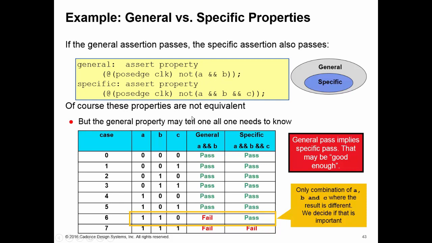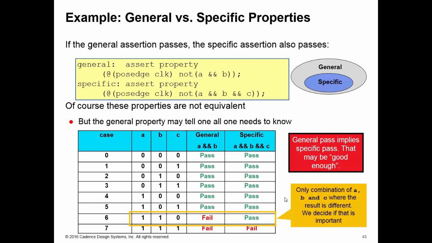Now if we were to draw out the truth table, all combinations of A, B and C, for the general property, i.e. checking A and B is never true, they pass under all the same circumstances as the one we originally intended, except for this one case, where A is 1, B is 1 and C is 0. So the next question to ask ourselves is: is that combination of A, B and C important?